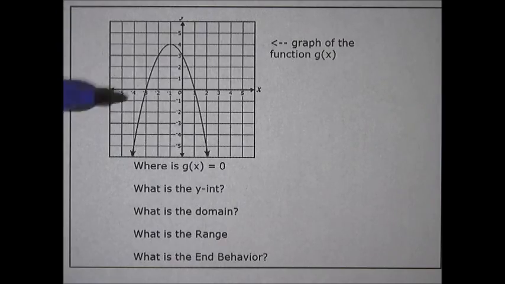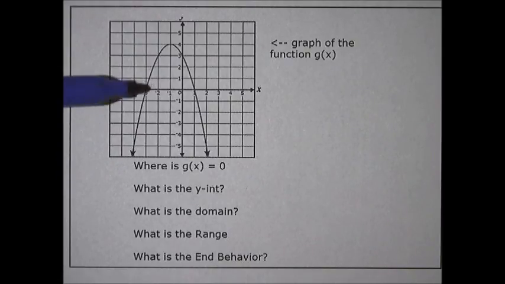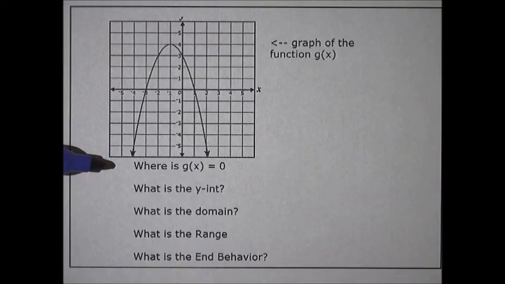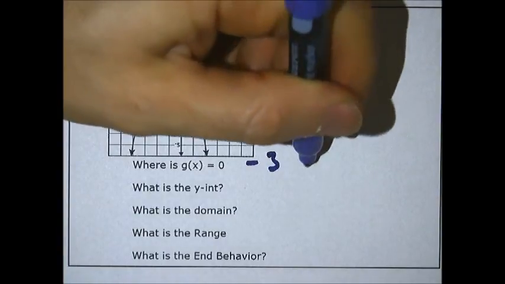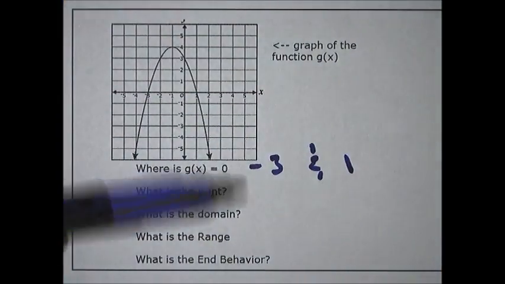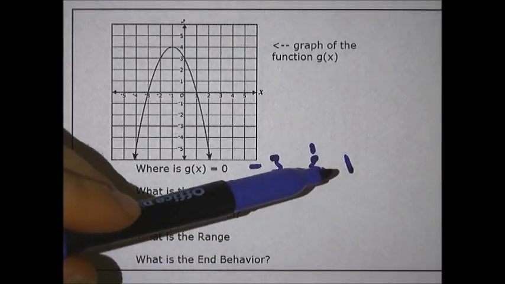A graph is given and it has 5 questions. The first one says, where is g of x equal to 0? G of x is the same thing as f of x. It's the same thing as y. They're asking where is y 0? This is just another way of saying where are the roots, zeros, answers, solutions, crosses at -3 and at +1. You could also write these as an ordered pair as -3 comma 0 and 1 comma 0.